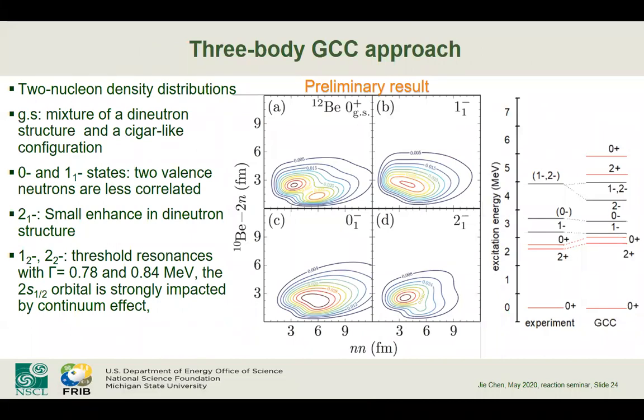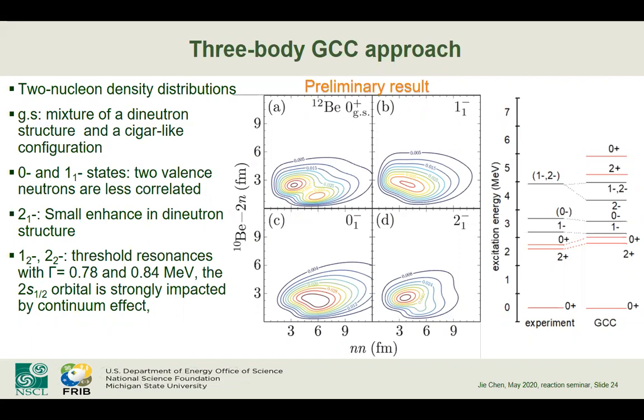So here I also show you the two neutron density distribution within the Jacobi coordinate in the Gamow coupled channel approach. So you can see here, the ground state is a mixture of dineutron structure and cigar-like structure. And for these two states, the 1 minus and the 0 minus states, the two valence neutrons are less correlated. And for the 2 minus state, there is a small enhancement in the dineutron structure.